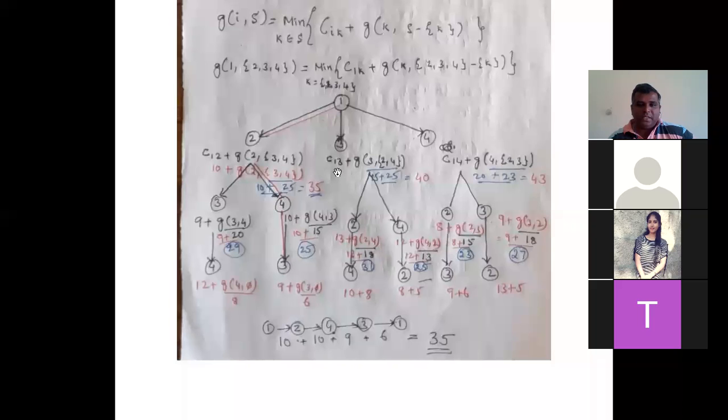Here 25 plus C 1 3, so 40 you will get. And here 10 plus 25, 35 you will get. Out of these three, which is minimum? 35 is the minimum. So that means the tour is 1 to 2, 2 to 4, 4 to 3, then 3 to 1. And the weight from 1 to 2 is 10, 2 to 4 is 10, 4 to 3 is 9, 3 to 1 is 6, total 35. So we are getting 35 as the right answer.